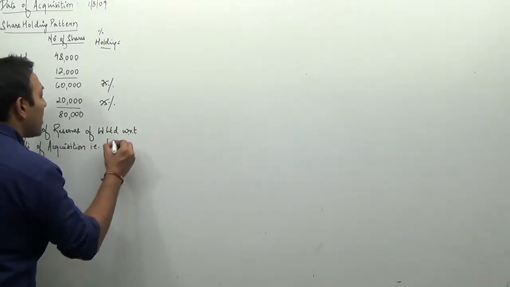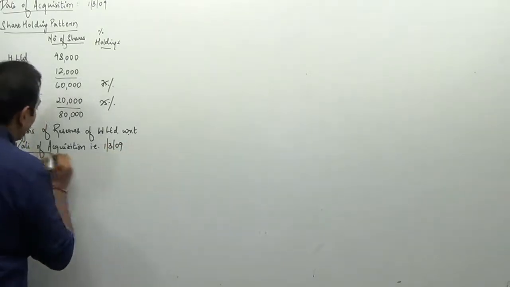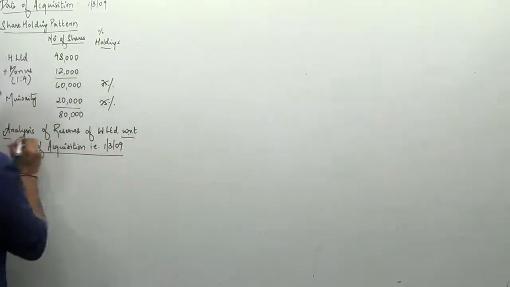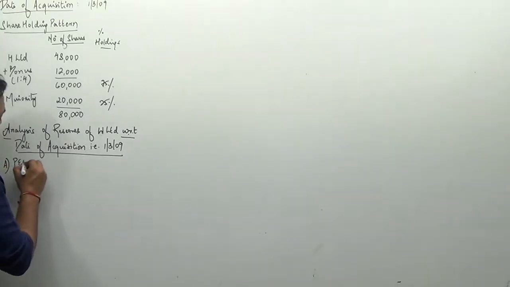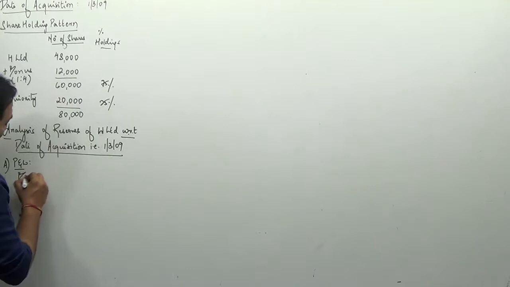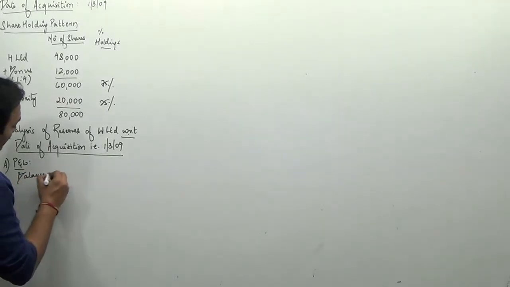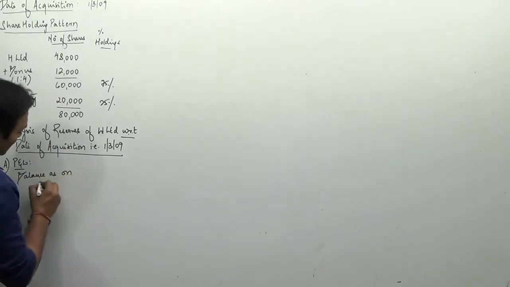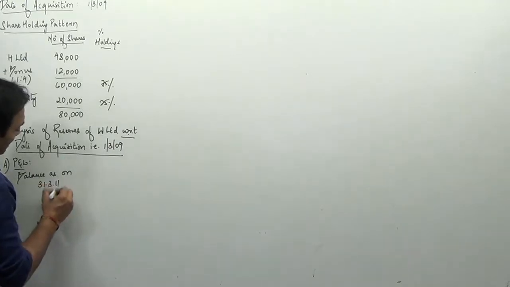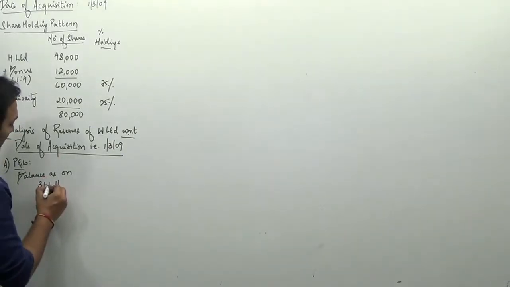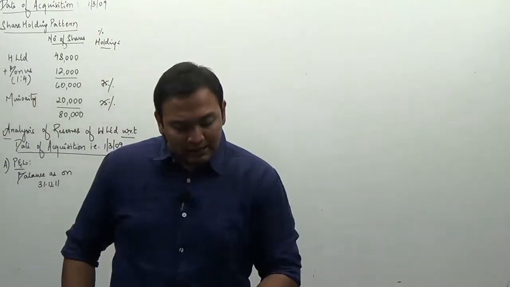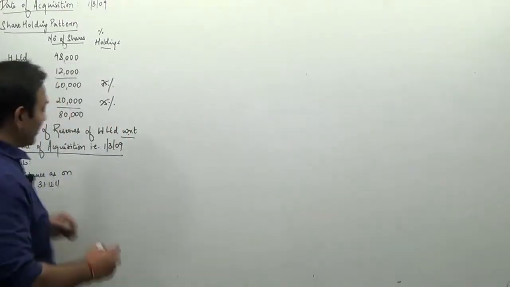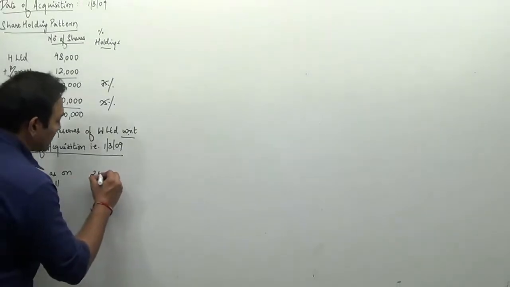That is 1st March 2009. Only P&L, that is what I'm talking about. There's no other reserve. Balance as on 31st December 2011. Calendar years are what is followed. And the P&L balance at the end of the year is 24,000.